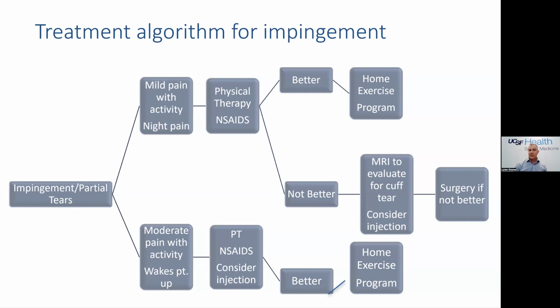And if they get better over the course of 6 to 8 weeks, I'm going to transition them to a home exercise program. If they don't really get better at that, some patients can have a small full thickness rotator cuff tear. So I will get an MRI after 6 to 8 weeks of physical therapy. If it doesn't show a full thickness tear, then I will offer them a steroid injection, which we'll talk about a little bit down the line. And if they really aren't getting better, then I will consider surgery. And it's the exception, not the rule, that patients will progress down into the surgery pathway.